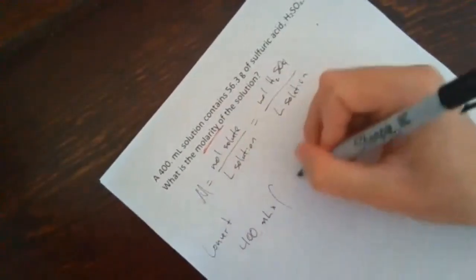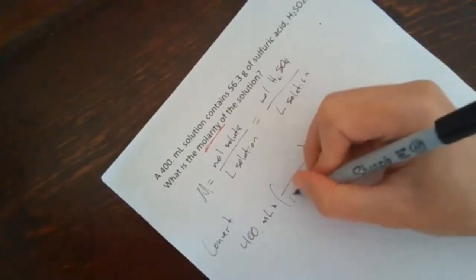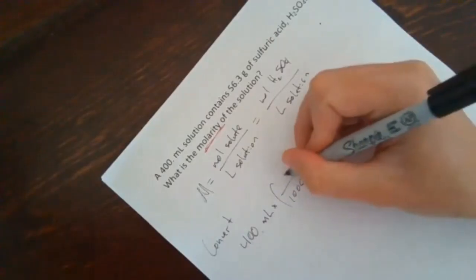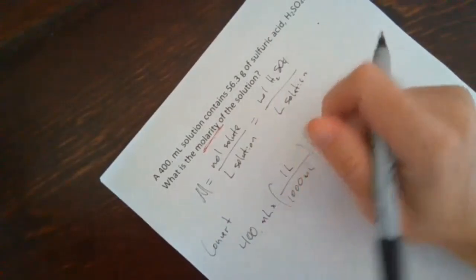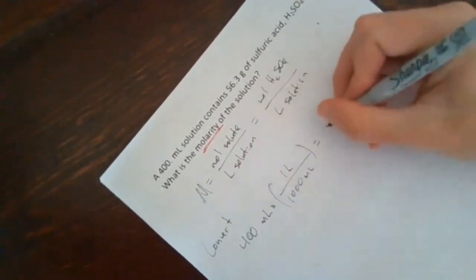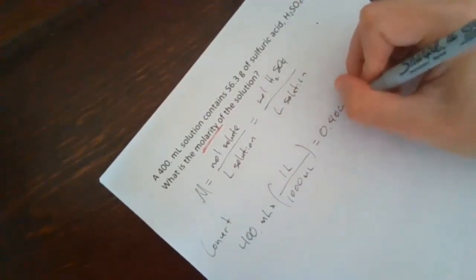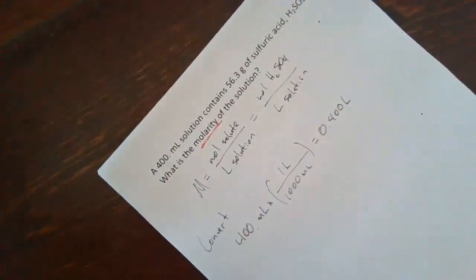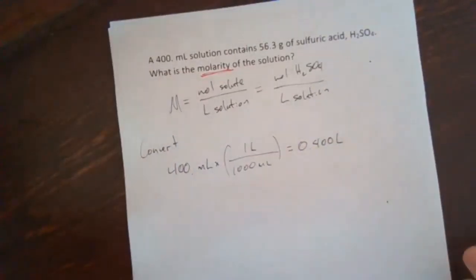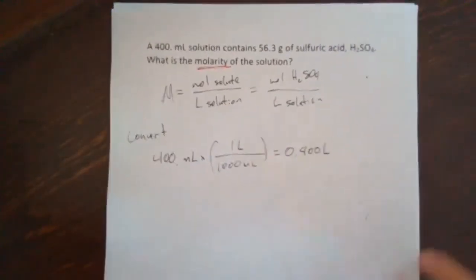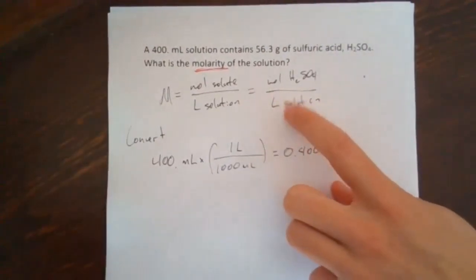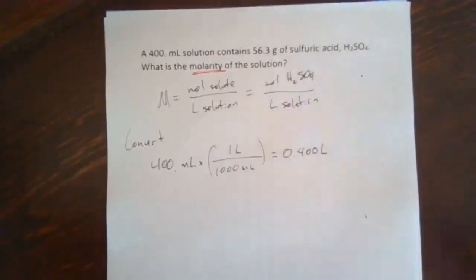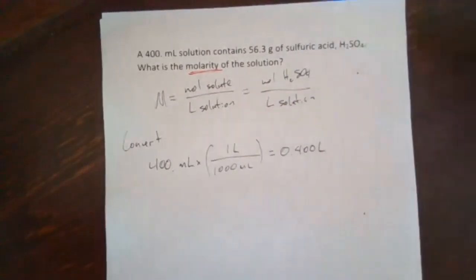400 milliliters times, we know that there are 1,000 milliliters per 1 liter. And that gives me 0.400 liters. So I can convert my given units into the desired units. Molarity always needs to have that volume in liters, so switch from milliliters to liters.